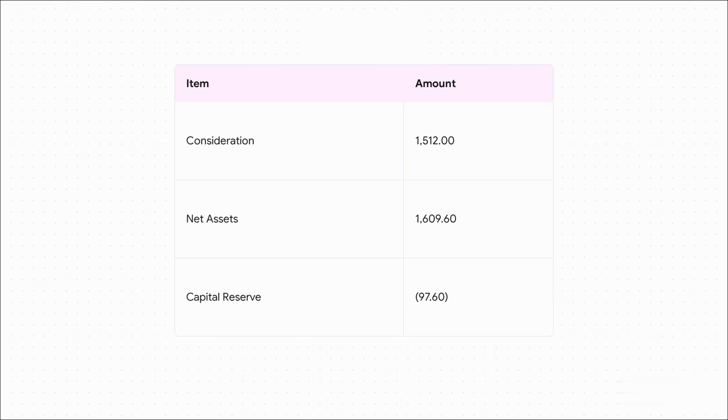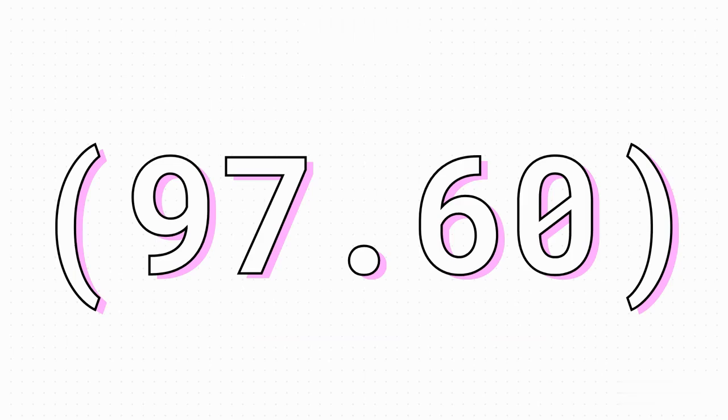Let's say we have a purchase consideration paid of $1,512, but we deduct net assets worth $1,609.60. Basically, we acquired more net asset value than we actually paid out in consideration. This mismatch leaves us with a negative figure of $97.60. And that specific negative $97.60 cements a huge fundamental rule of AS14. When your purchase consideration is less than the net assets acquired, you do not book negative goodwill. No, that amount translates directly into a capital reserve. It's a fundamental structural difference, and remembering it is the only way your accounts are going to balance.